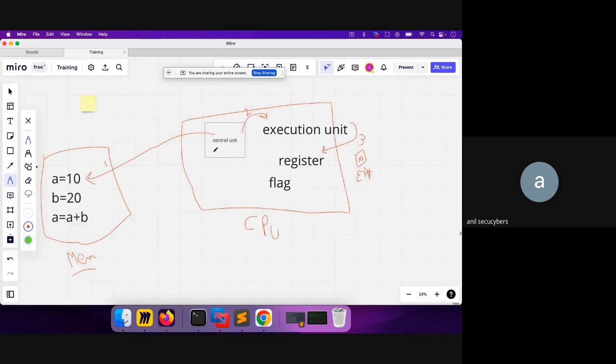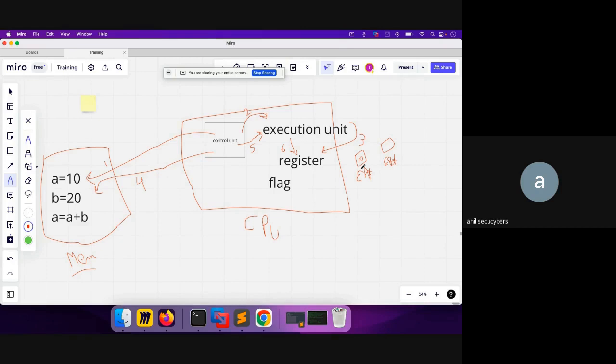Then what will happen next? The control unit will fetch B equals 20, and this time it will go to the execution unit, and again to the register, where we have something called the EBX register.